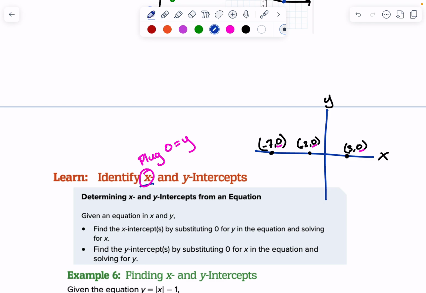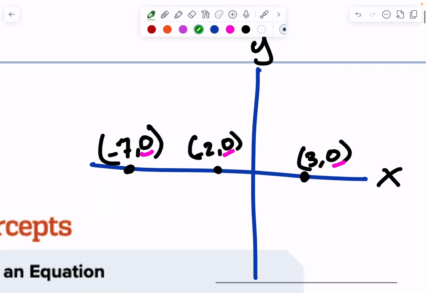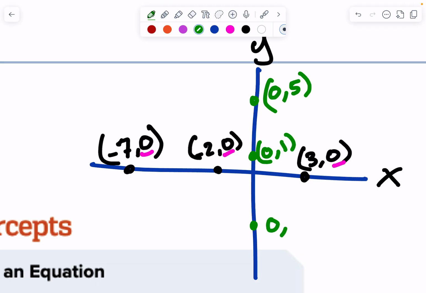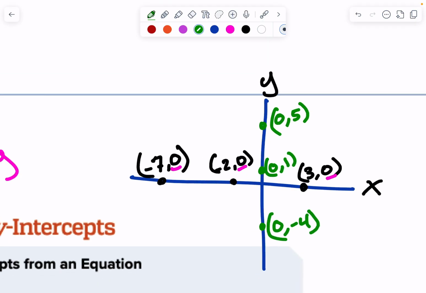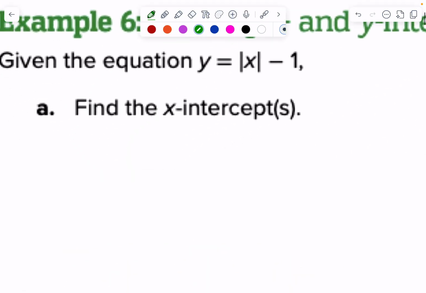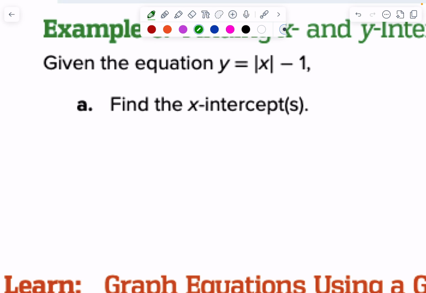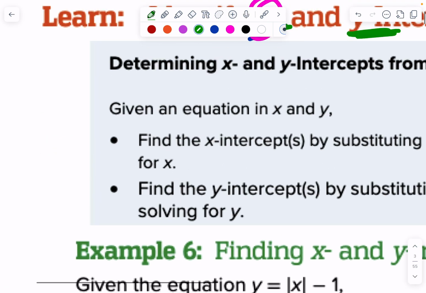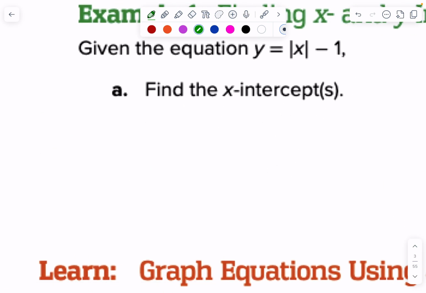If I'm looking for y-intercepts, let's say we go back over here. Let's say we have this point right here, which is (0, 1). This point right here is (0, 5). This point right here is (0, -4). All of those have in common the fact that the x-coordinate is 0. So if I'm trying to find the y-intercepts, I plug 0 in for x. If I'm trying to find the x-intercepts, you plug 0 in for y. So over here, I'm trying to find the x-intercepts, and I'll go back up to this box here in just a second. Find the x-intercepts: I'm plugging 0 in for y.